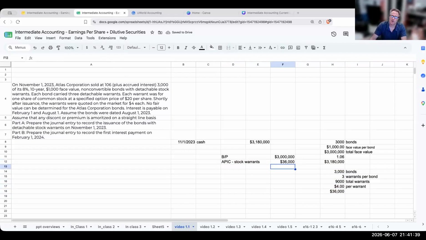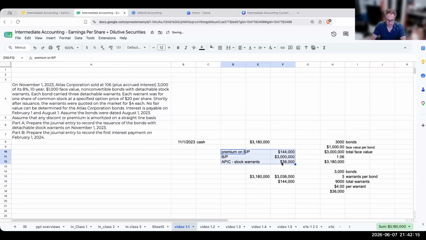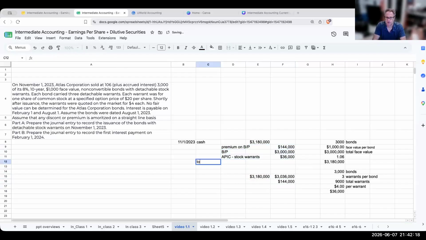Okay. Now I'm going to deal with the accrued interest in a little bit. As you saw in one of my earlier videos, I like to go through and do that separately. But let's go ahead and figure this out here. My cash proceeds were 3,180,000, and my total credits, my bond payable and my additional paid in capital stock warrants, are 3,036,000. So here I'm going to have a premium on bonds payable for 144,000. So that's where I'm going to be looking as far as doing this valuation.